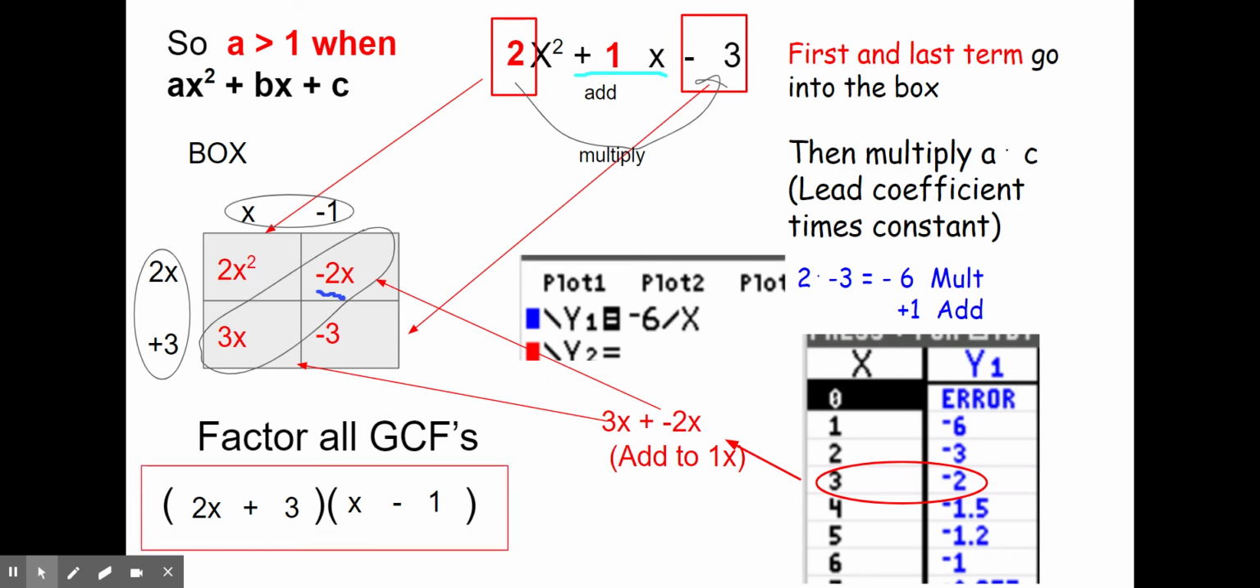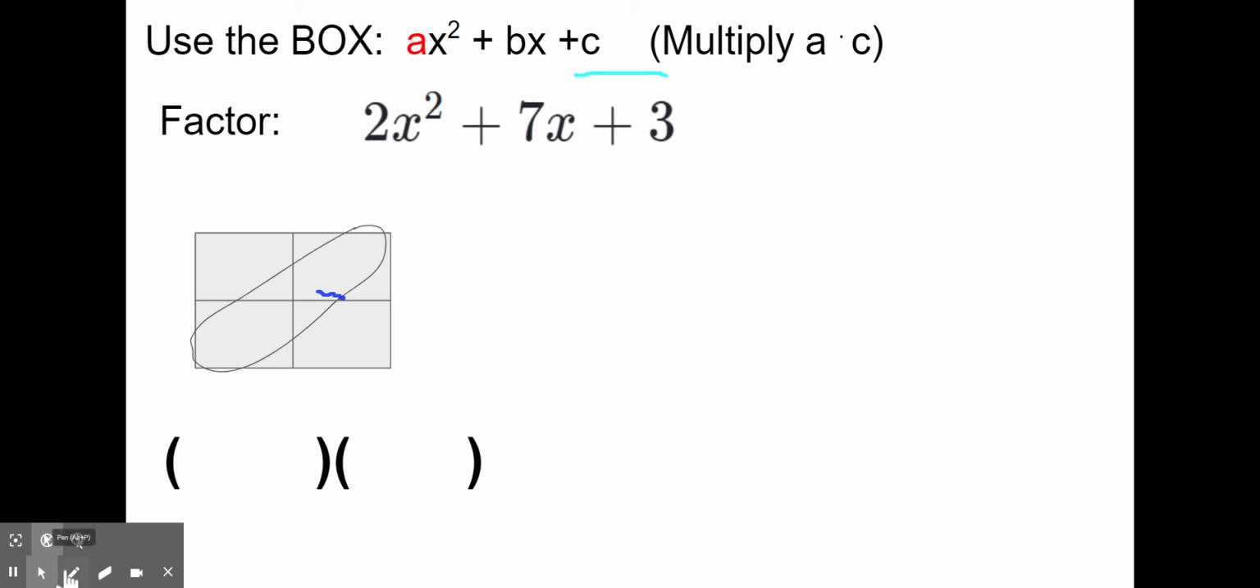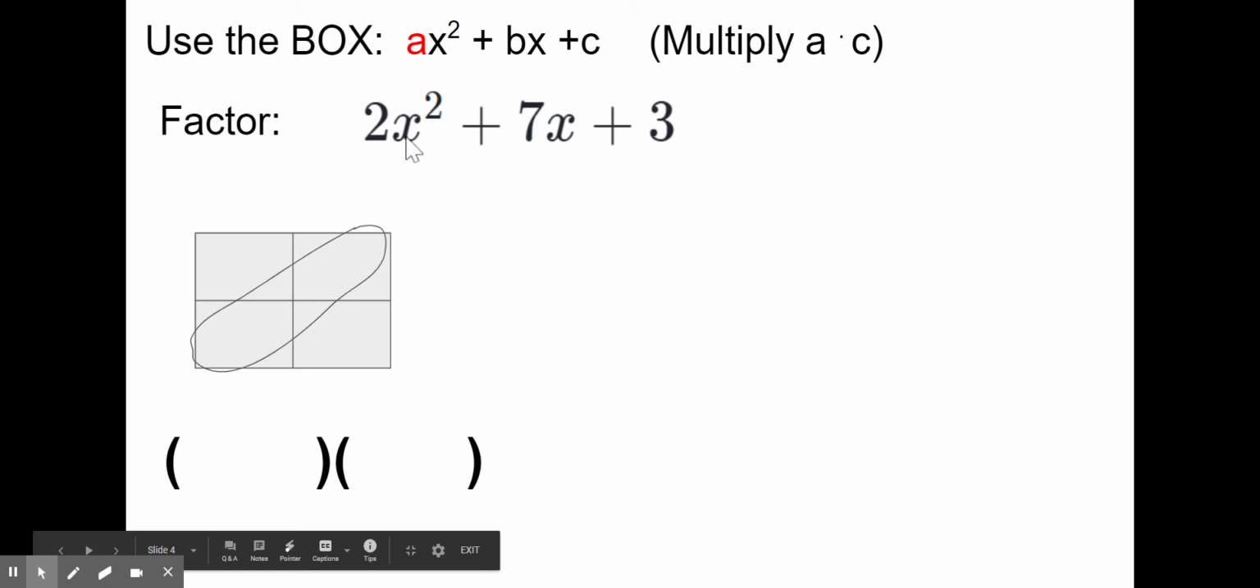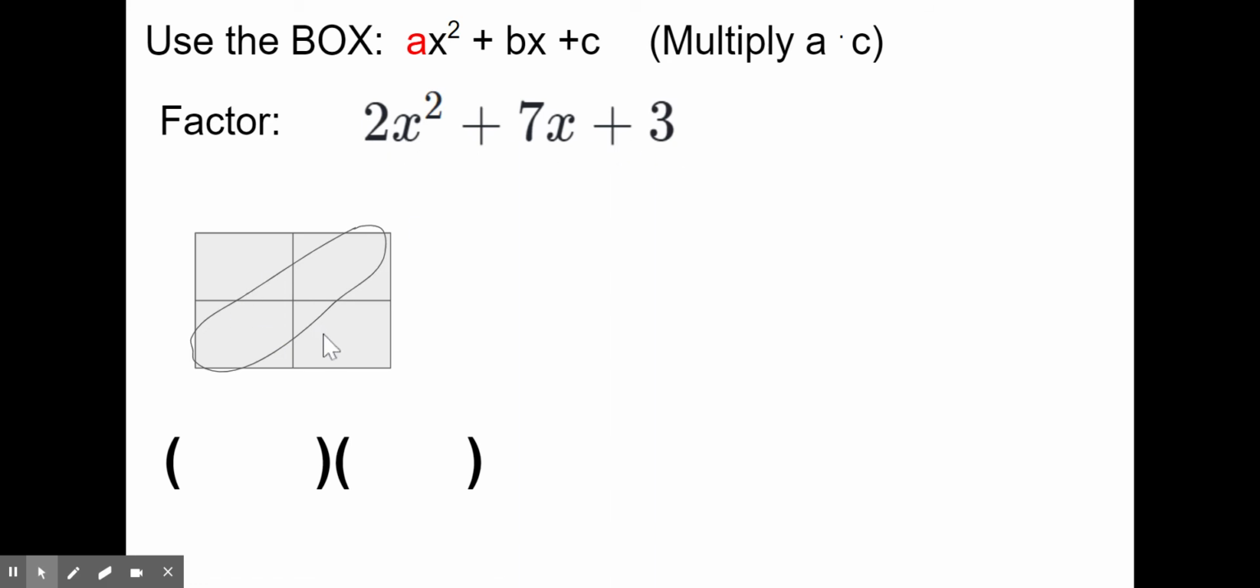Let's try another. I like the box method, and I'm going to keep that up. Anytime I have a lead coefficient, I'm going to use the box method. So my lead term, 2x squared, and my constant go in the upper left and the lower right. There they are. My other two boxes are going to be the like terms that add to 7x. So I need two numbers that add to 7x, two terms that add to 7x. How do I get them?